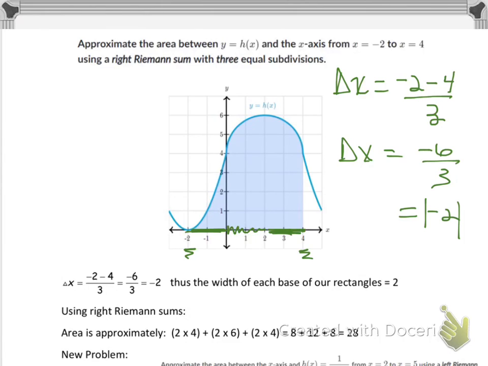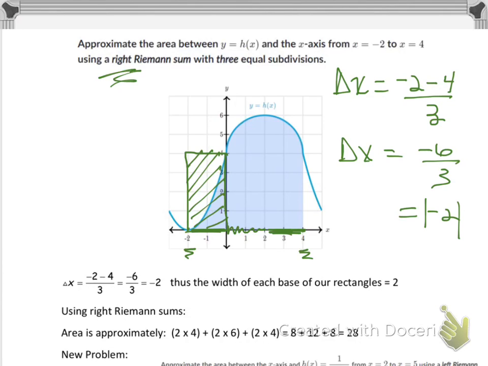So we are asked to use not left this time, but right Riemann sums. So we start out with -2 and 0. Because we're doing right Riemann sums, we're going to go vertically up from 0 to the x-axis, and I hit it at 4. I go across and I come down. Here is my first rectangle. What are those measurements? We're going to come back to it in just a second.